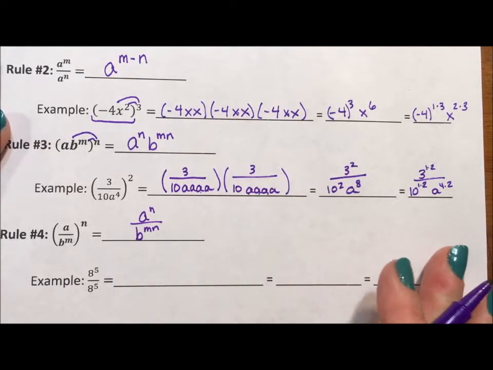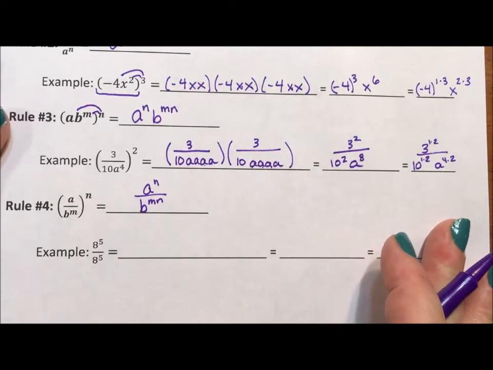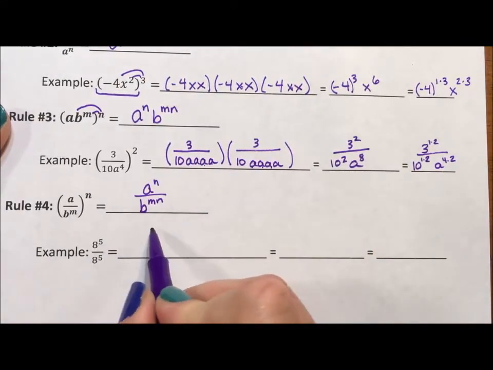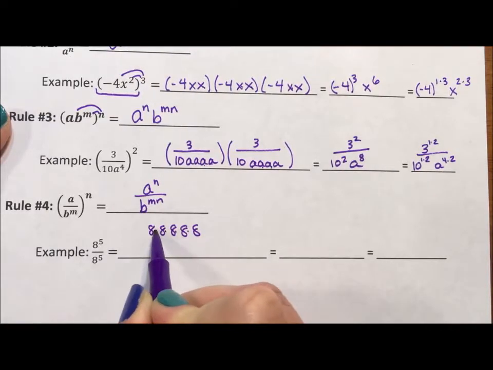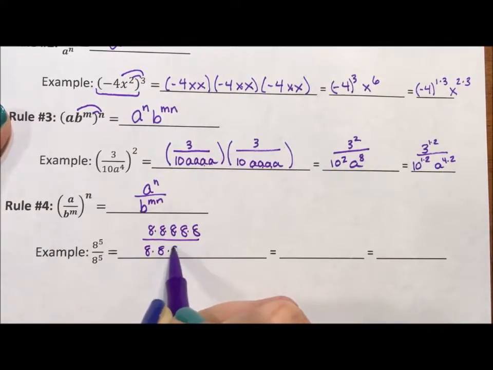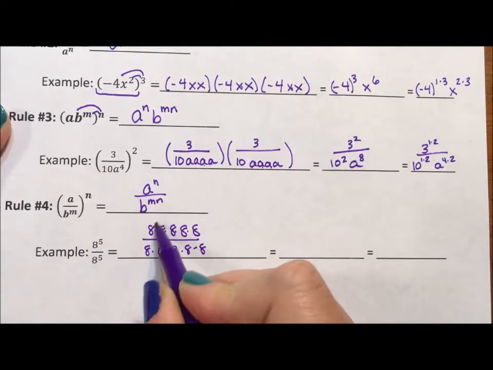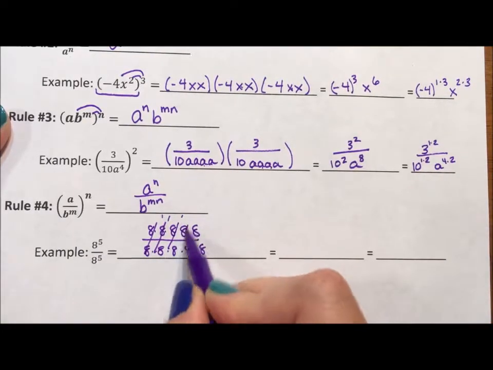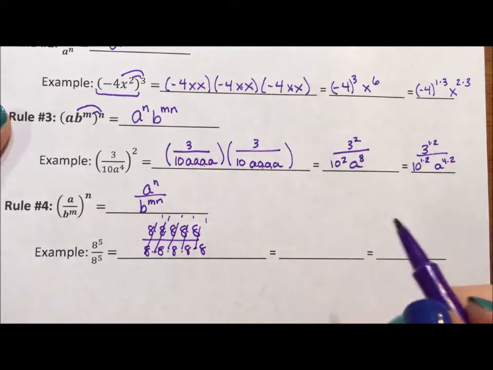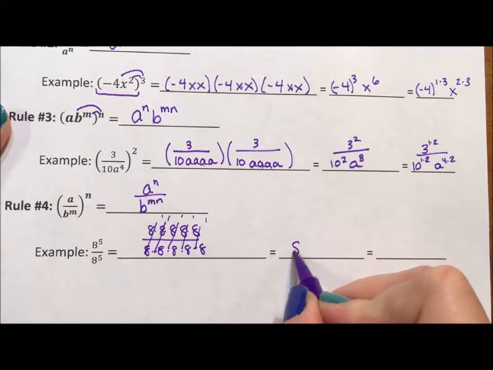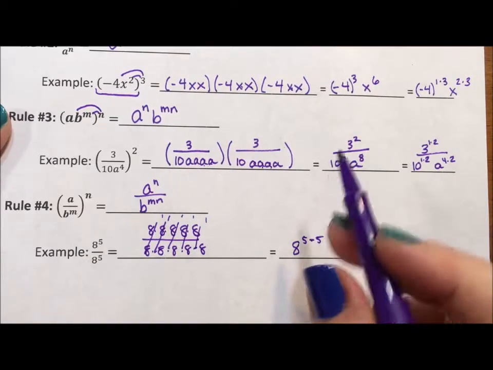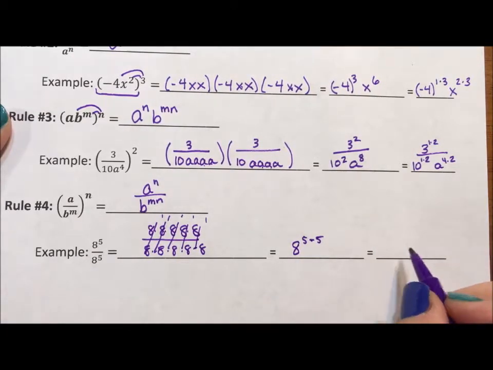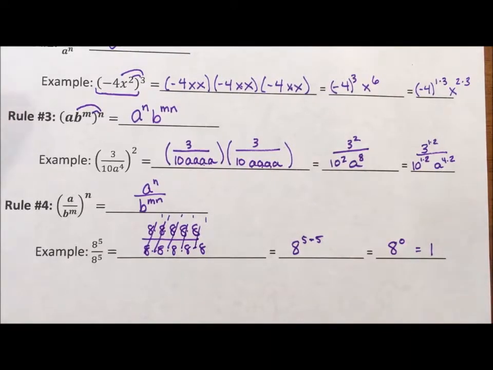All right, the next rule, the examples here, let's see. A to the 5 divided by a to the 5: 1, 2, 3, 4, 5 over 1, 2, 3, 4, 5, so 1, 1, 1, 1, 1. This equals 1. This also equals a to the 5 minus 5. We could either do it with the expanding or the subtracting that we learned up above. Either way, we get a to the 0 equaling 1.